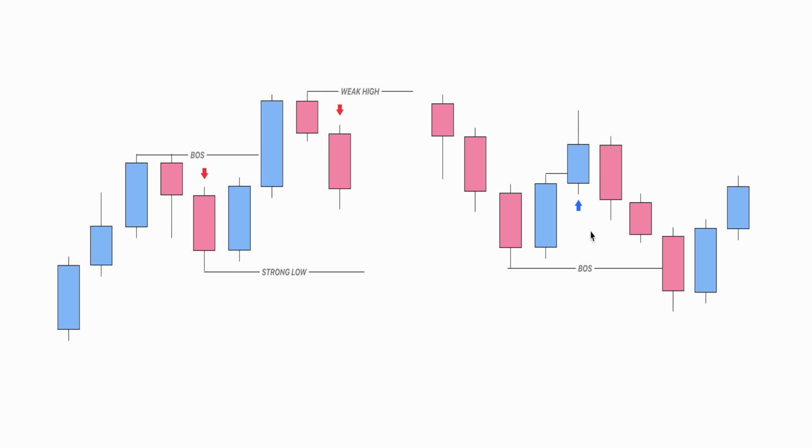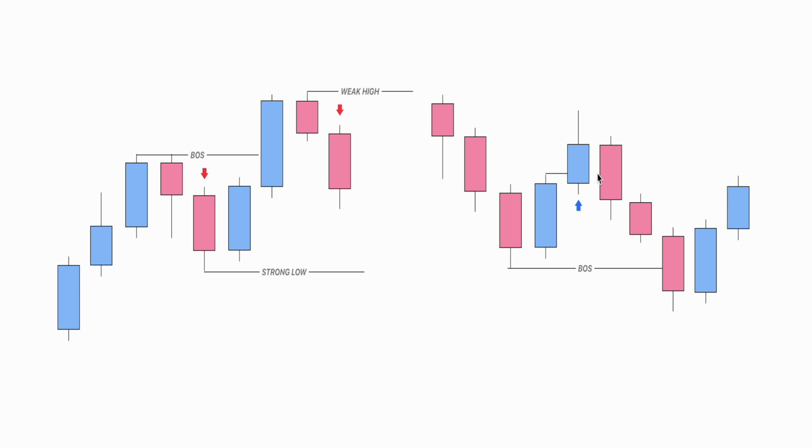Done that? Great. So the valid break of structure is in fact the candle body closing through the low of that break of structure. Now remember, we're marking off the low of the wick and we're looking for a candle close through that level. So now we have a valid break of structure to the downside.